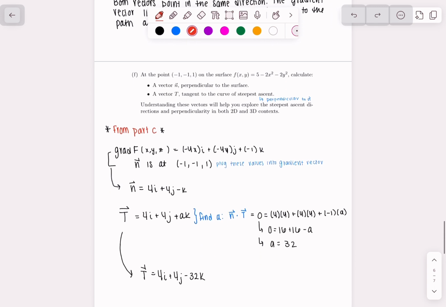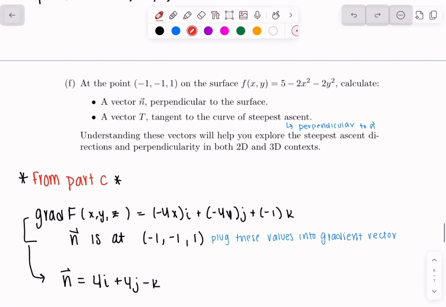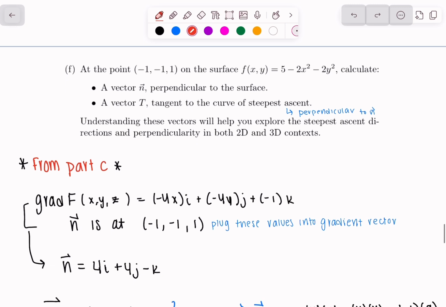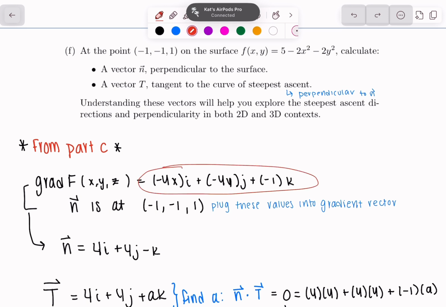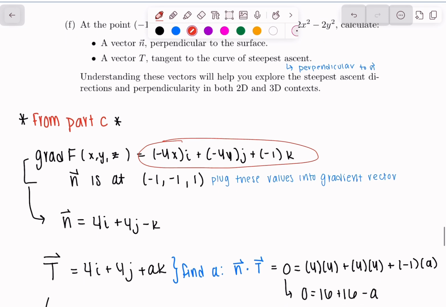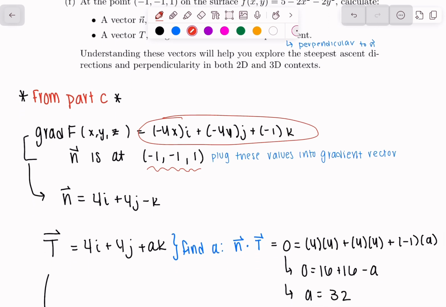Lastly, for part f, we're looking to find the vector n that's perpendicular to the surface, and the vector t tangent to the curve of the steepest descent, which is perpendicular to n. So we did find n in part C. It's the gradient of uppercase F, and that's just -4xi plus -4yj plus -1k. We're going to plug in that point, -1, -1, 1, into our gradient, and we're going to get our vector n as 4i plus 4j minus k.